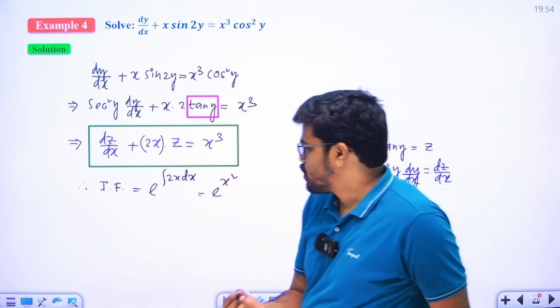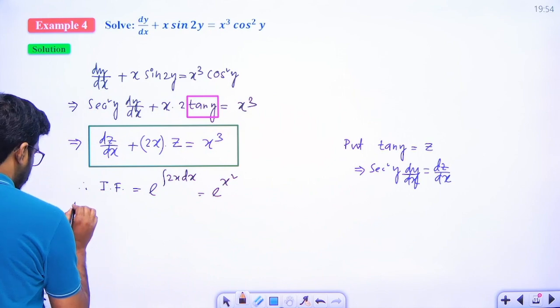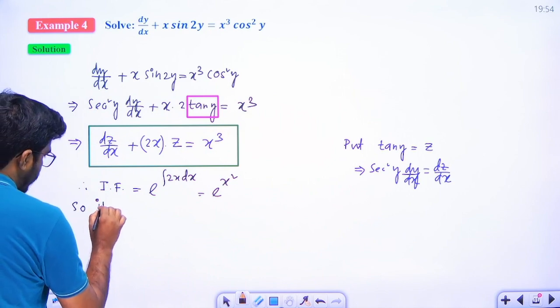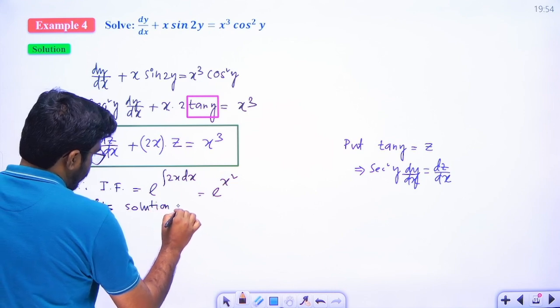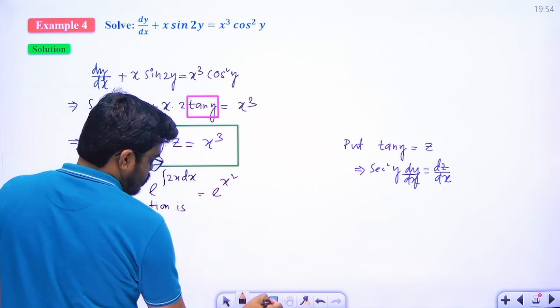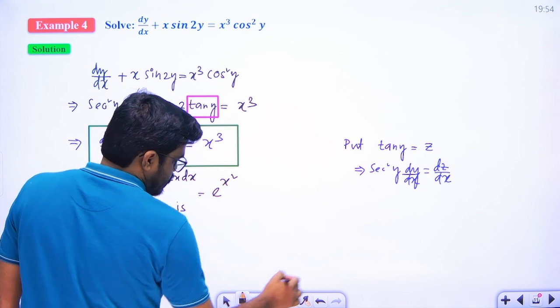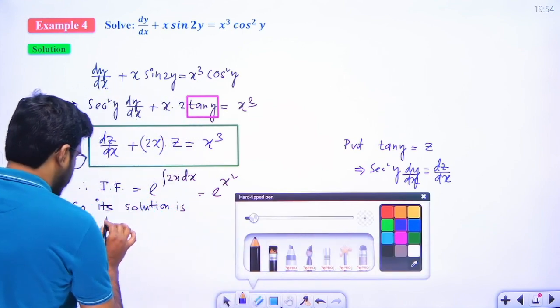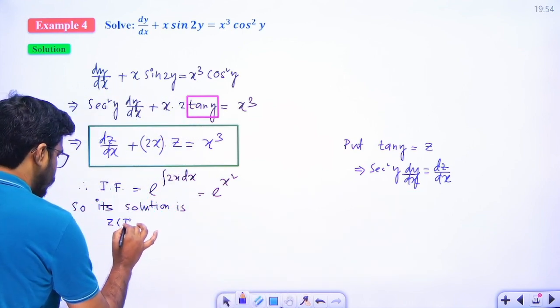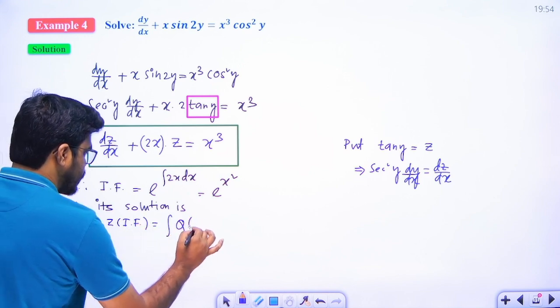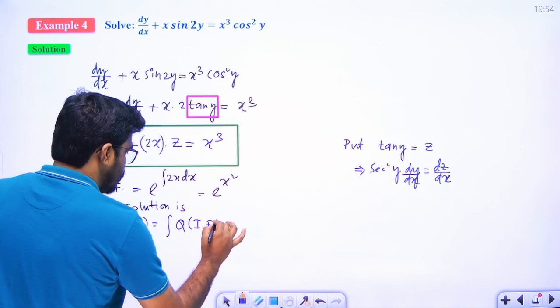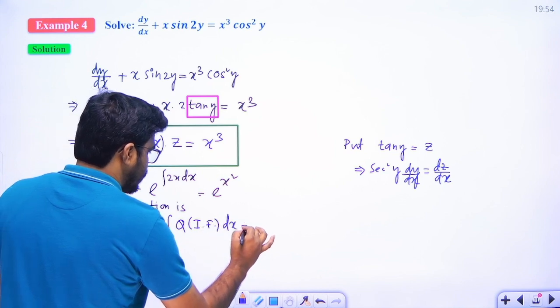Okay, so its solution is z into integrating factor, right? Z into integrating factor equals q, q is the right hand side, q into integrating factor dx plus c.